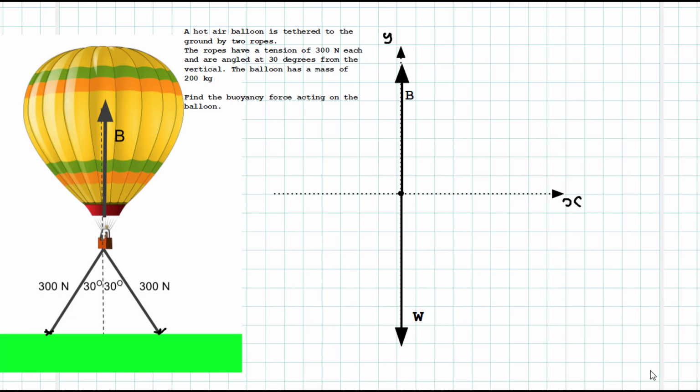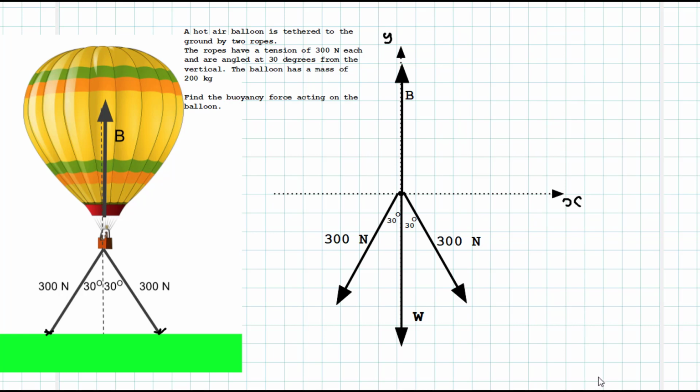Now we've got to put in the forces due to the tension in the rope. And that's this one here, 300 newtons at 30 degrees. And the right hand rope will be exactly identical as well, 300 newtons at 30 degrees to the vertical. Now all we have to do after that is to resolve the components of these vectors into the y-axis.